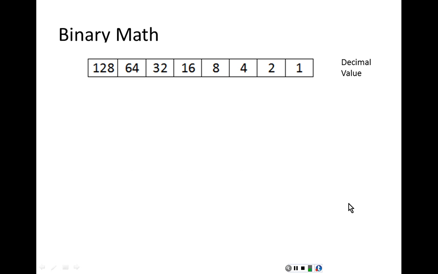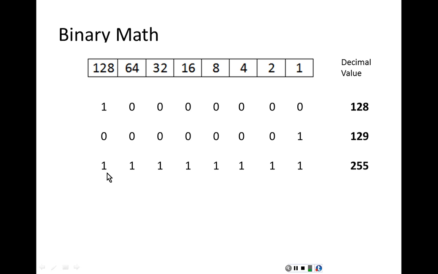A couple other higher bit examples. If we have a 1 followed by 7 zeros, that's 128, because it means we have 128. If we have a 1, 6 zeros, and a 1, that's 129, because we have 128 plus 1. And if all of the bits are set to 1, then that represents the number 255, because you're adding up 128 plus 64 plus 32, 16, 8, 4, 2, and 1. Add them up. That is 255.